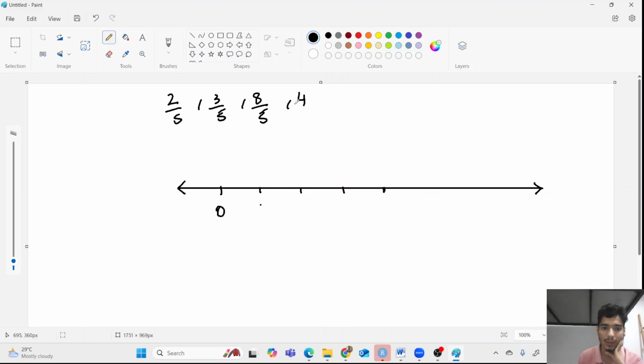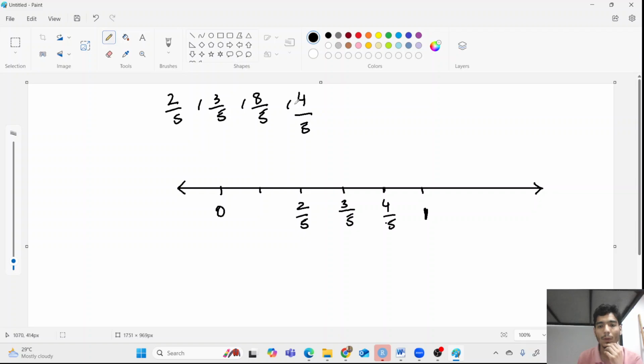So here will come 0, then 1 part, second part, third part, fourth part, and we're going to make 5 part. Fifth part will write as 1. Okay, so what we have to make is 2/5. So 2 parts of 5 parts. So 2/5 will come here, 3/5 will come here, and 4/5 will come here.